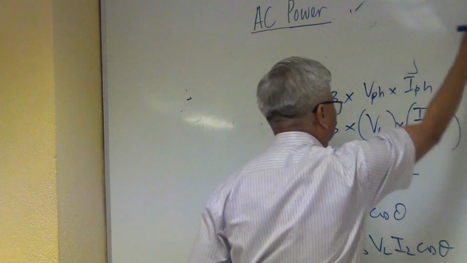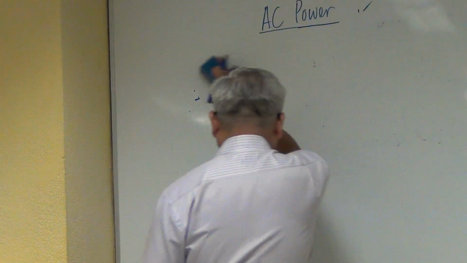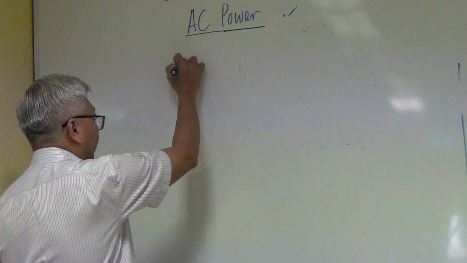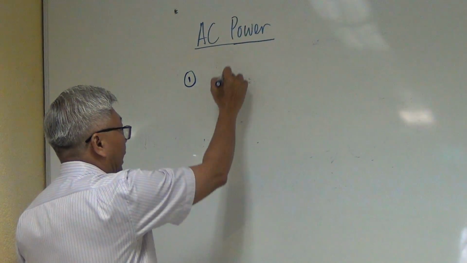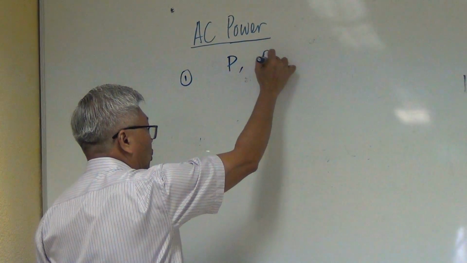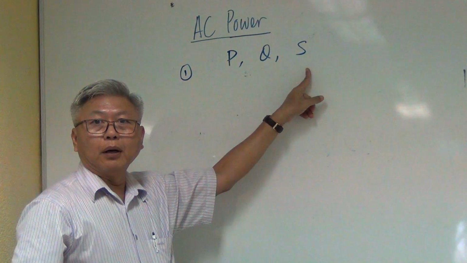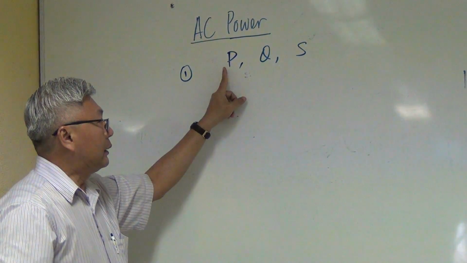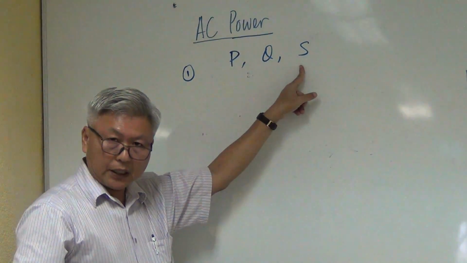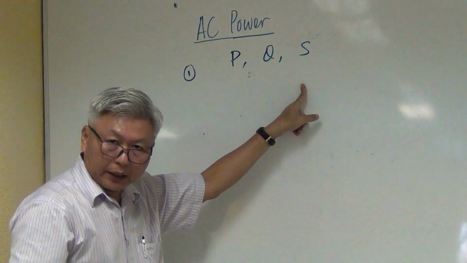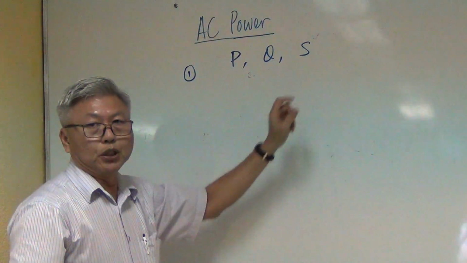Alright, a quick summary of all the points that I talked about in AC power. Point number 1. How many types of AC power are there? 3. They are P, Q, and S: true power, reactive power, apparent power. Yeah? And the units for true power is Watt, reactive power is VAR, apparent power is VA. They form a right angle triangle. Pythagoras theorem can be used, trigonometry can be used.